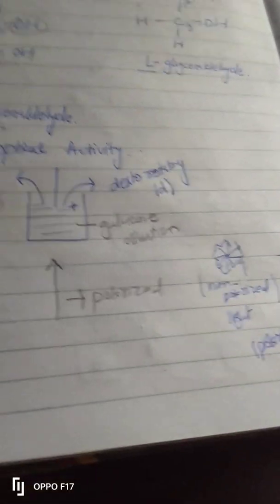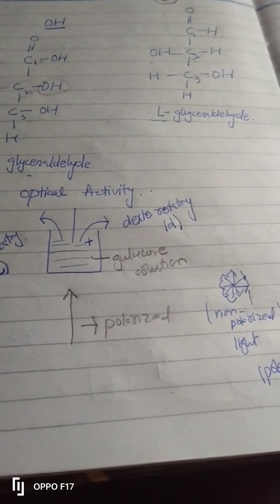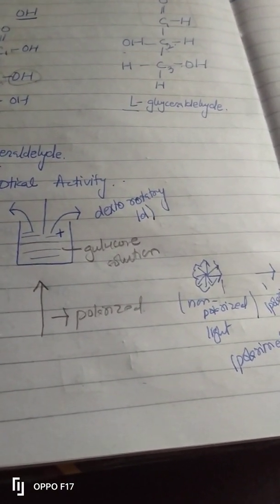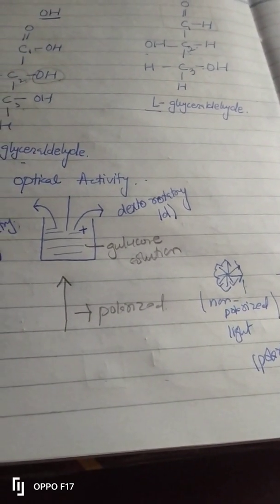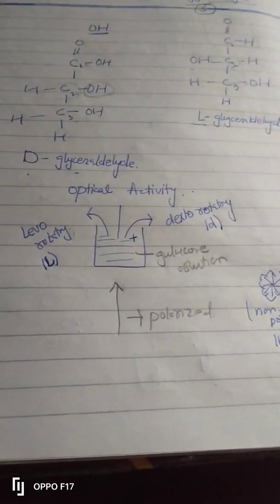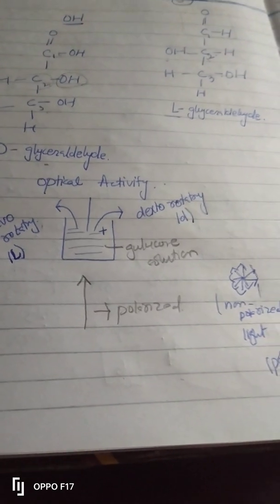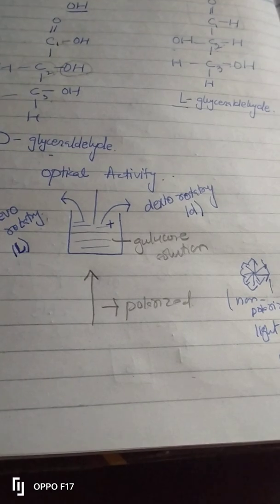So why are we using optical activity? What does dextrorotatory mean? What does levorotatory mean? When we strike light on the sugar solution, if the light moves in the right direction, it means it's dextrorotatory. But if the light moves to the left side, it means it's levorotatory. It doesn't mean that it has OH on the left side or right side. These are entirely different things.